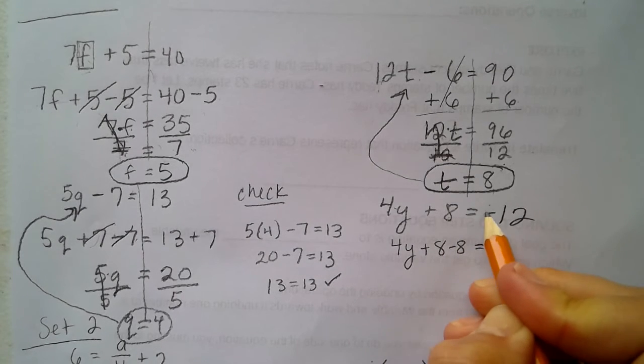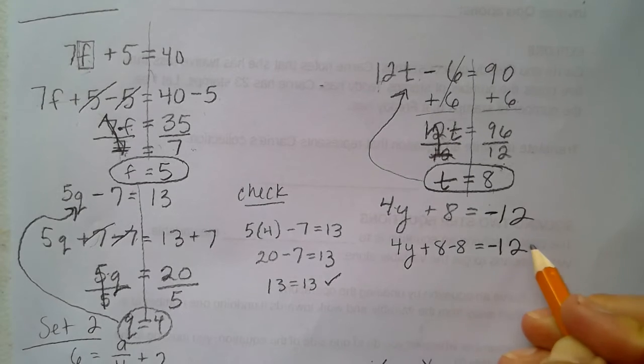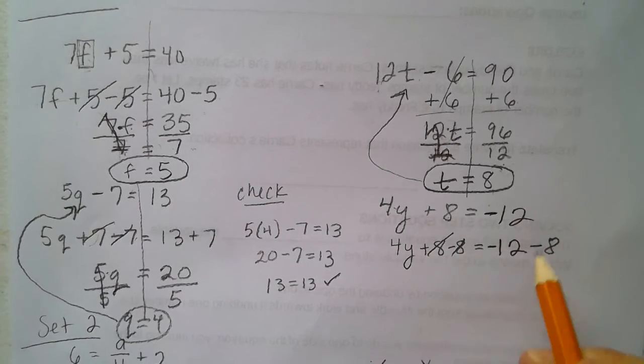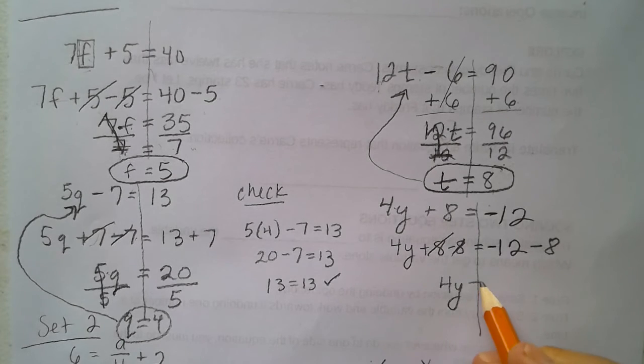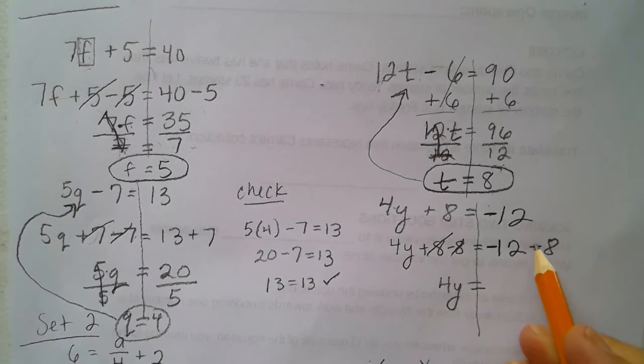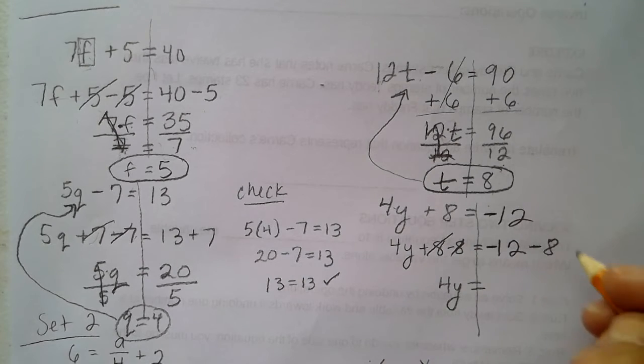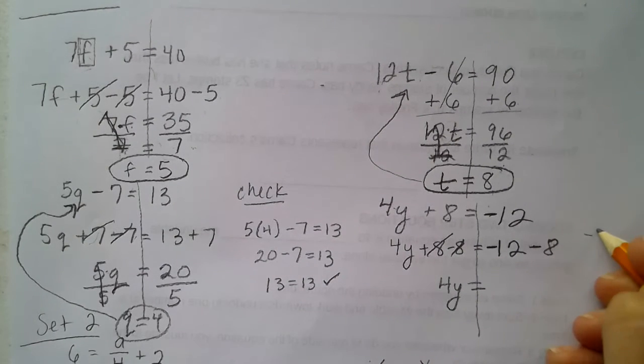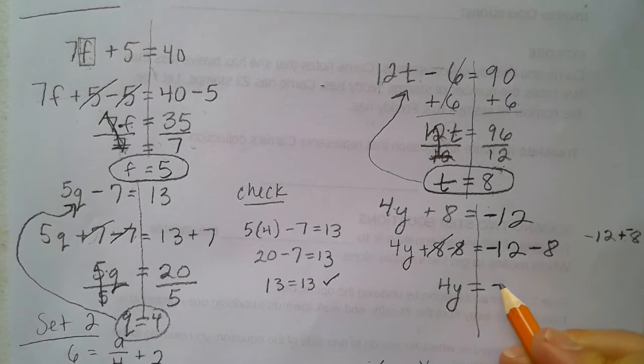And don't forget this is a negative 12, so be careful there. All right, so these make 0. On the left, I've got 4y equals, now be careful, I have a negative minus a positive. Subtracting a positive is the same as adding a negative. I'm taking away from a negative, so I'm going to have more negative. If you do side work, remember we called it the keep, change, change rule. Subtracting a positive is the same as adding a negative. So this comes out to negative 20.